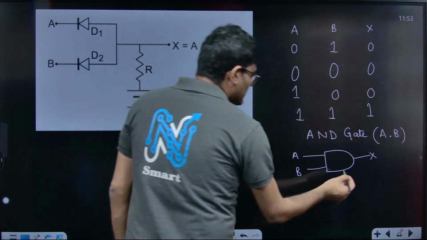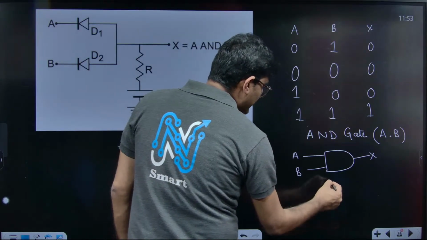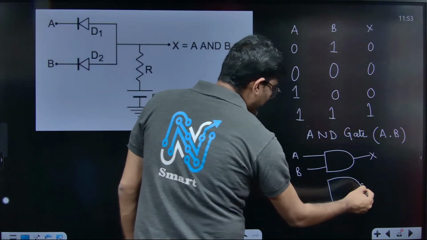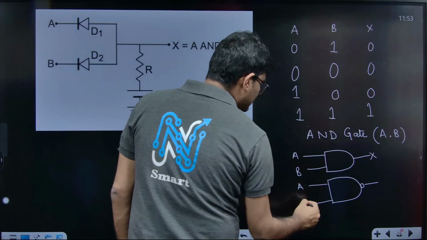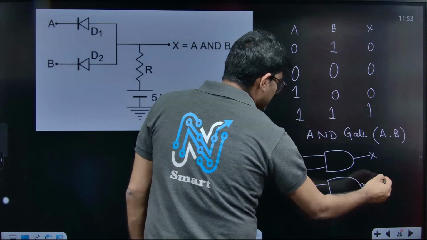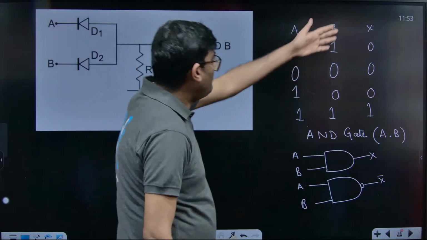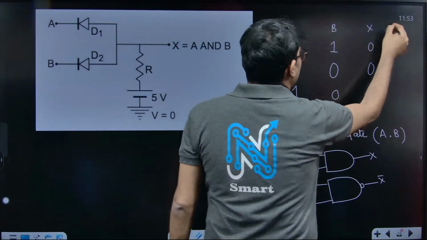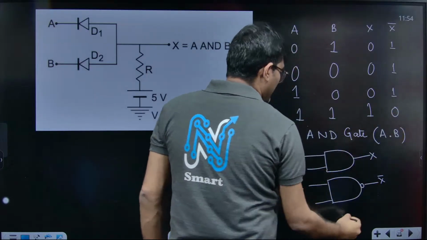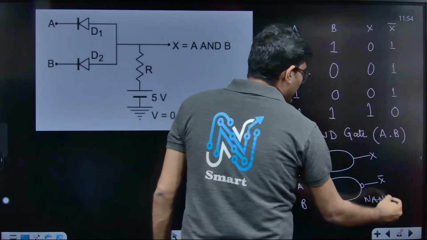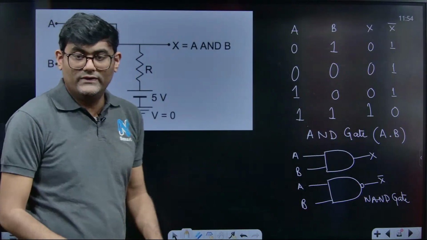If I use a circle at the mouth of this AND gate, then this AND gate becomes a NAND gate. Right? This gate is the NAND gate. If I say X bar, that means it is all the opposite of X. For the NAND gate, it is 1, this is 1, this is 1, this is 0. This is called a NAND gate. Remember, this NAND gate is a universal gate.